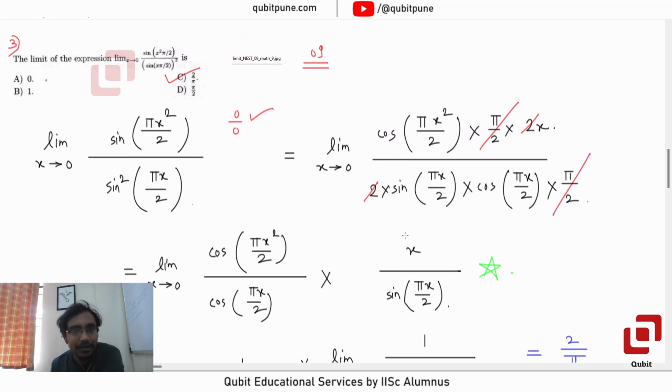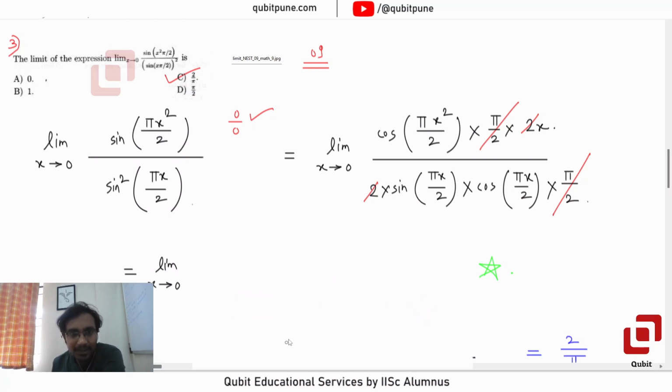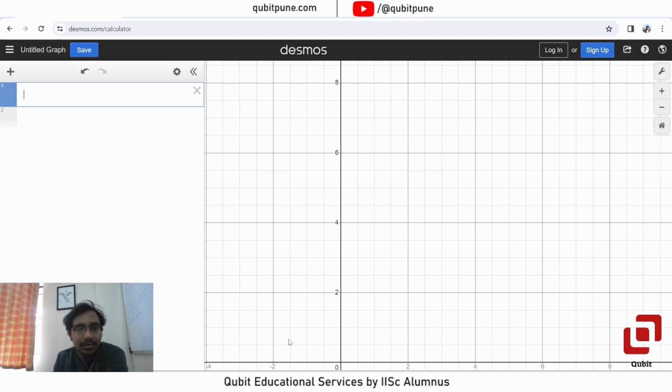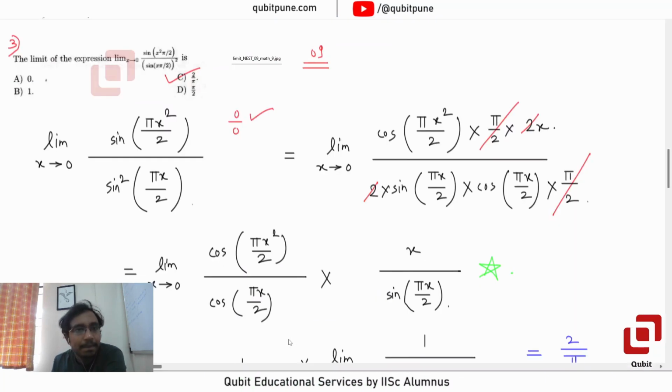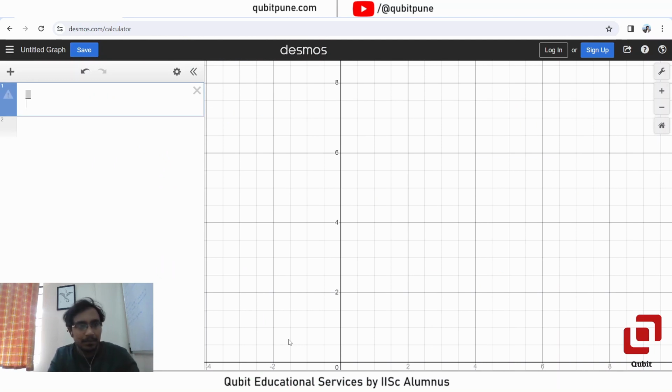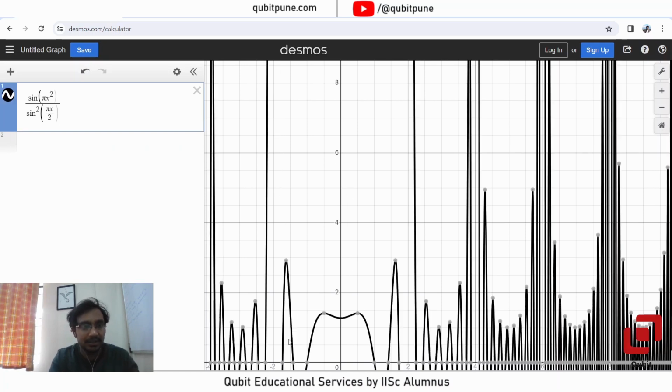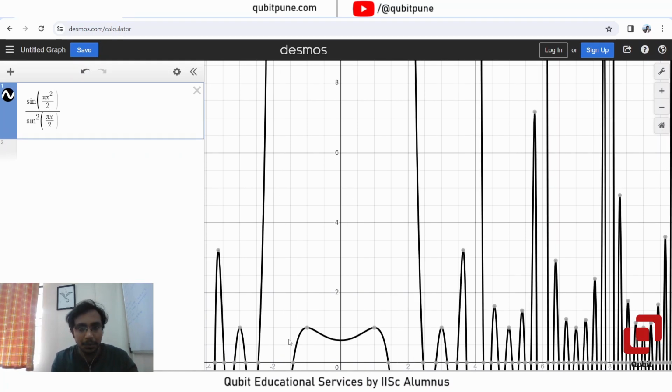You can do it on a calculator, but let's do it on Desmos this time, because that square part is a bit difficult to enter in my calculator. So what is the function? Sine squared pi x by 2 in the denominator, and in the numerator we have got sine of pi x squared by 2. Okay, so this is the graph.